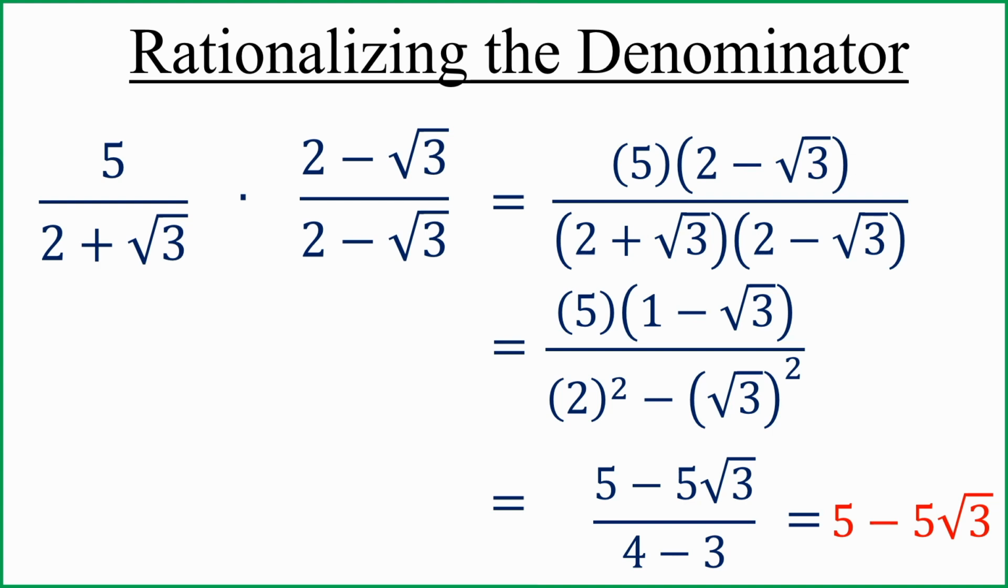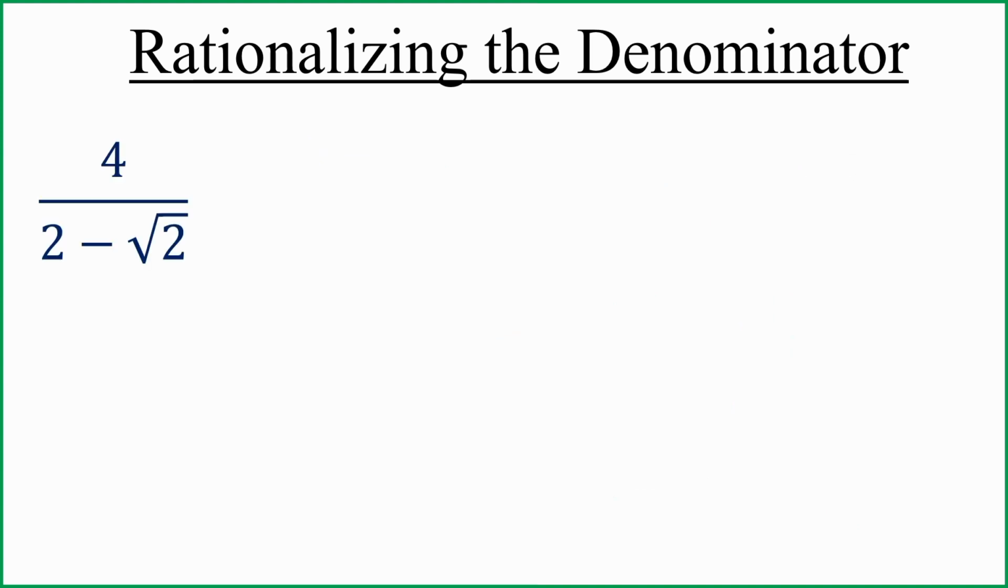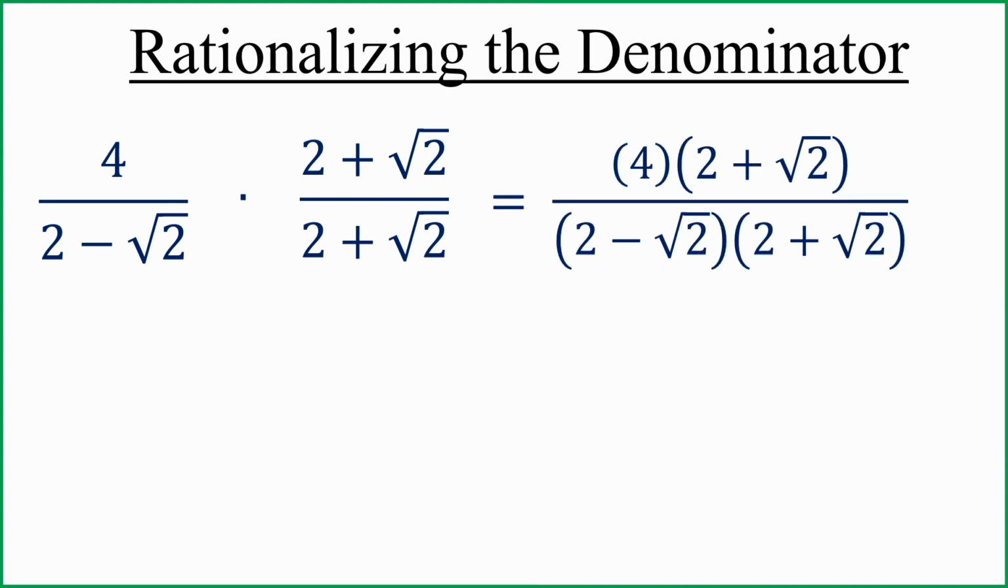Now third example, in terms of structure, is the same with the second example, but here the operation of the denominator is minus. To rationalize this, you have to multiply 4 over 2 minus the square root of 2 by 2 plus the square root of 2 over 2 plus the square root of 2. Where 2 plus the square root of 2 is the conjugate of 2 minus the square root of 2. Multiply then simplify. The answer is 4 plus 2 square root of 2.